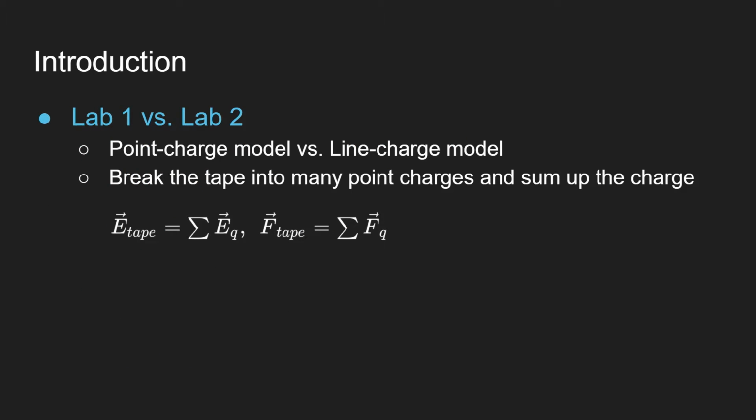Lab 1 and Lab 2 have the same procedure, while Lab 1 has the point charge model versus Lab 2 has the line charge model. For the line charge model, we are basically breaking the tape into many point charges and summing up the charge. To calculate the total E field and total force, we are going to find the electric field and electric force on each charge and sum it up to find the net force in the electric field.